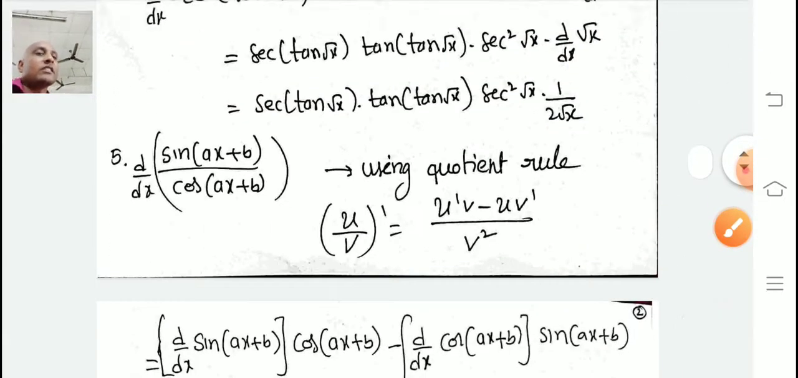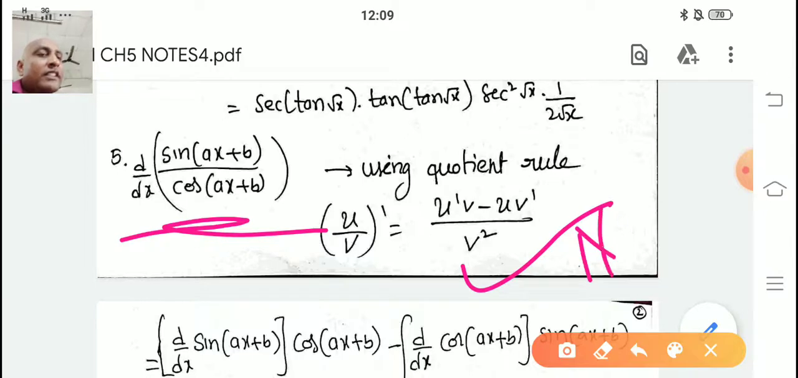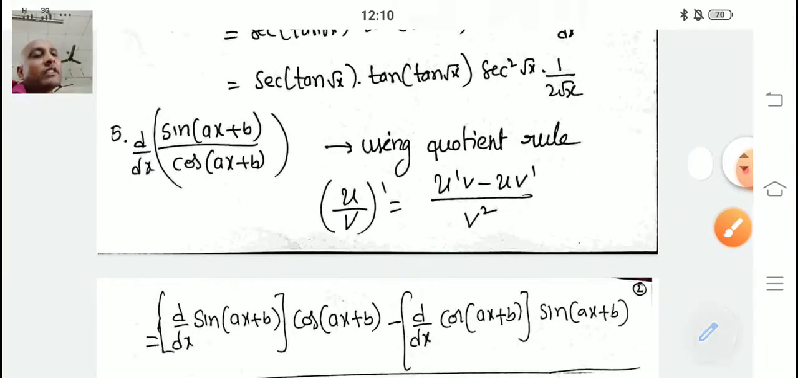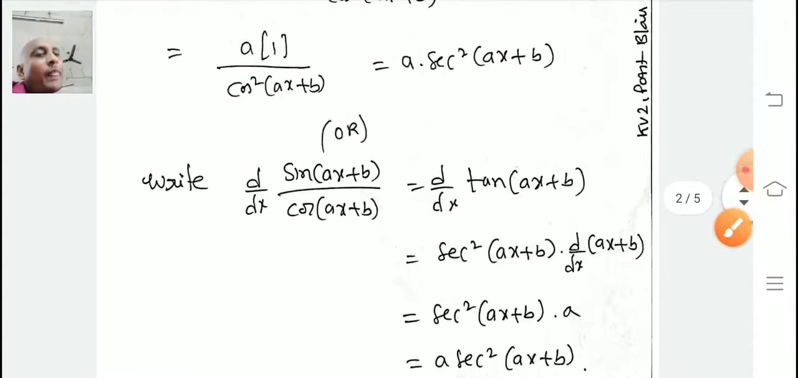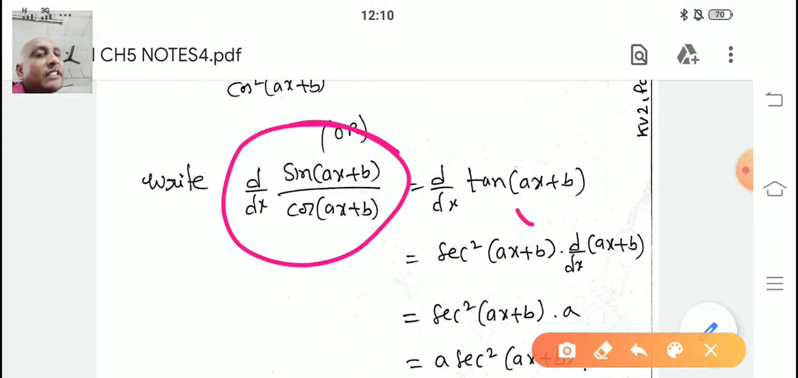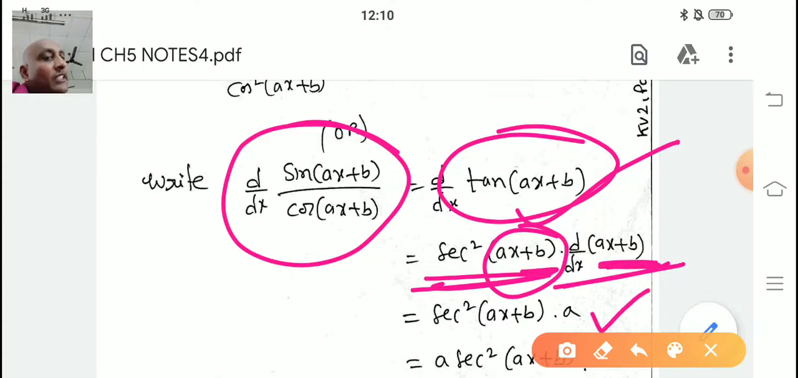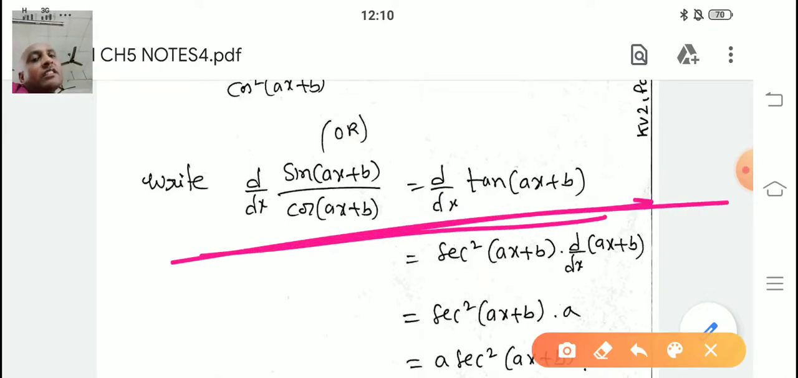Okay. Next. Fifth question, doing by the u by v rule is not suggestible. The other way is the easiest way because sin by cos means what actually? Sin by cos means tan. So better to do in the second method which I explained in the PDF. Write sin by cos as tan of ax plus b. Tan theta derivative is secant square theta. And the derivative of ax plus b must be multiplied. That is the chain rule. d by dx of ax plus b is a, because ax derivative is a, b derivative is 0. No need to write. So this is the answer, right? So this is the very easiest way for doing this fifth question.